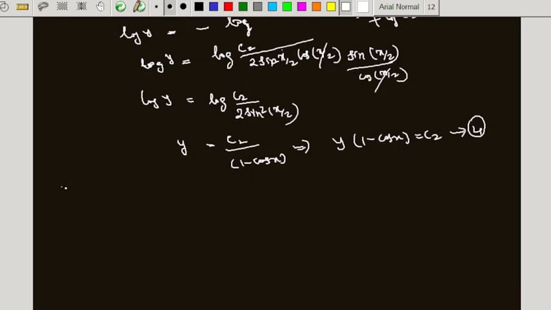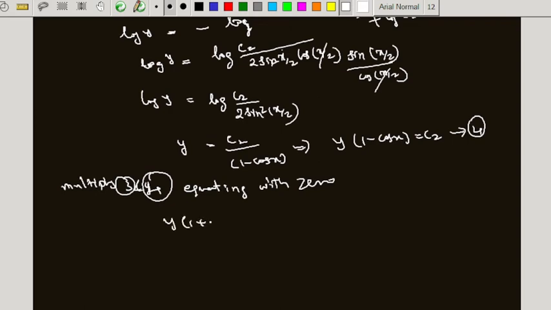So here we multiply 3 and 4, equating with 0. That means y into 1 plus cos x minus c1 multiplied with this one, y into 1 minus cos x minus c2 equal to 0 is the general solution.